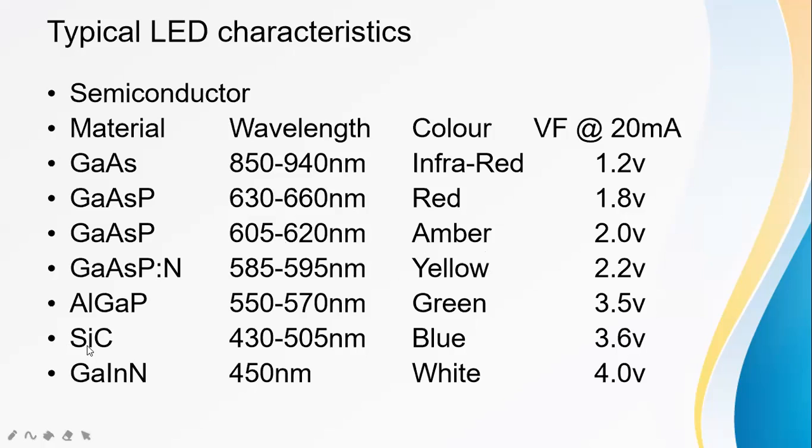And like this, silicon carbide has a wavelength of 432 to 505 nanometers and is blue. Generally we rarely find blue, and regularly we will see red, yellow, green and white colors.